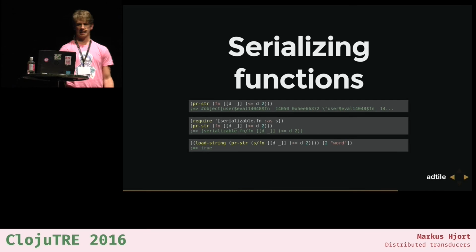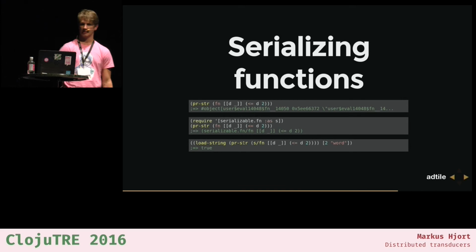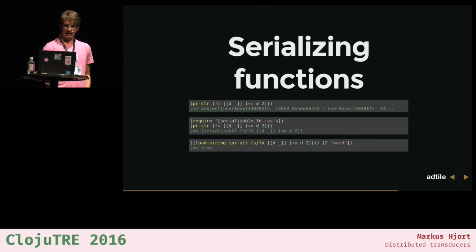And then we can do this nasty thing. This is running now in the Lambda function, where we use load-string and then evaluate that code that we sent over the wire to the Lambda function. And it just works. It's a bit nasty, but it works. Okay. Is there any sense of this?